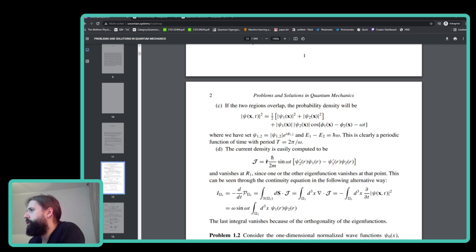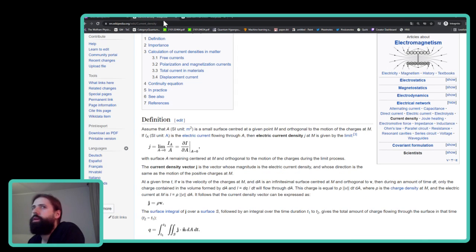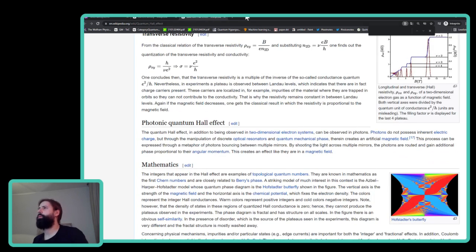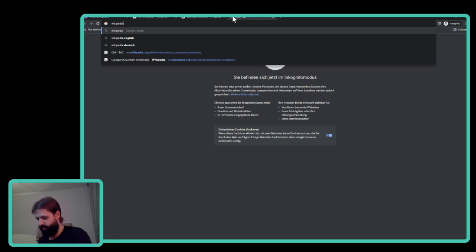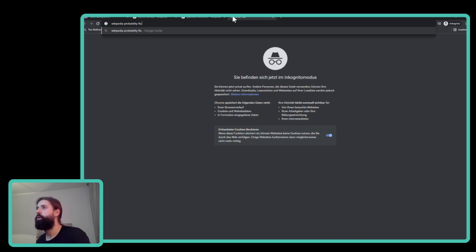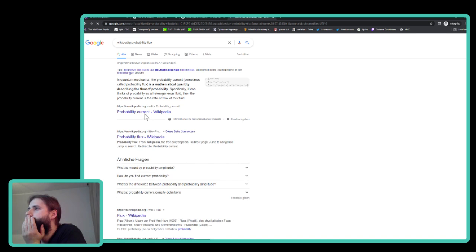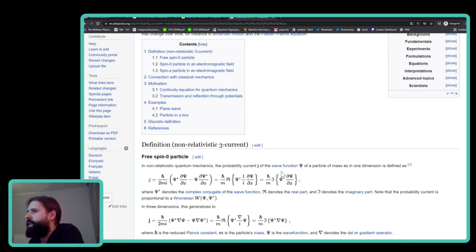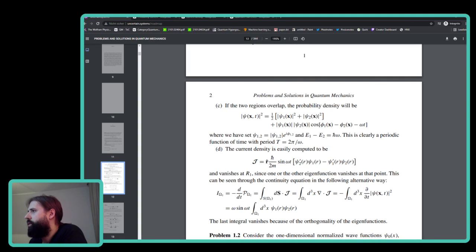Current density is easily computed to be these. Probability flux. Probability current. I just want to find that function, right? Oh, I mean, okay. We got it. This is it. I think that's the starting point. Is it? No.